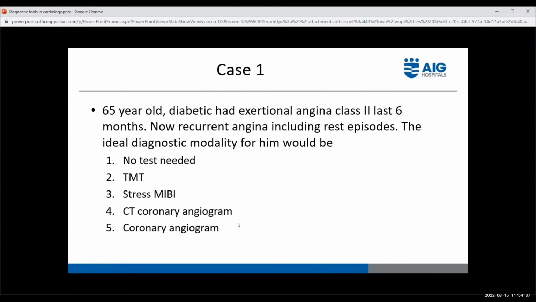So when you come to the initial cases: the patient is a 65-year-old diabetic with exertional angina class 2 since the last 6 months, including at rest phases. So what to do? The patient has angina during rest, in a diabetic. Okay. The next option is... any answers? What can be done? So no stress test is needed, and directly you can go for a coronary angiogram.